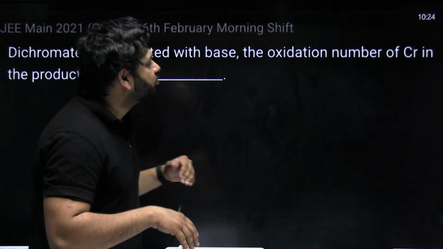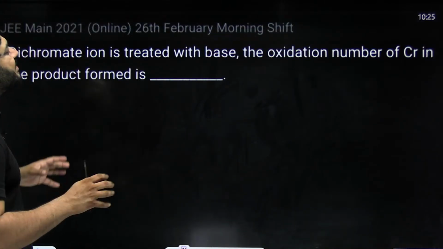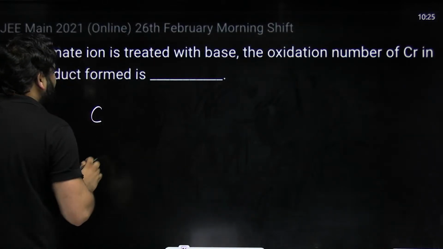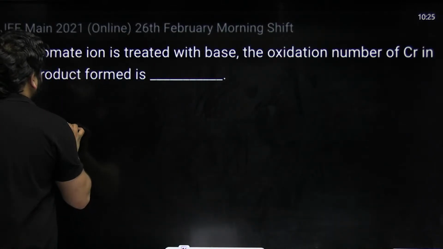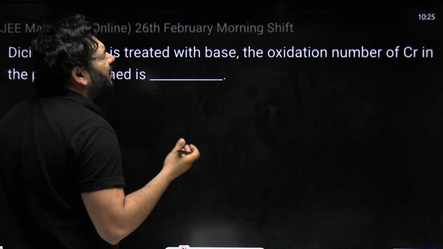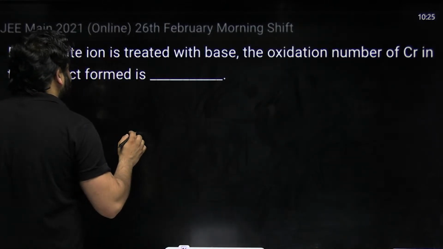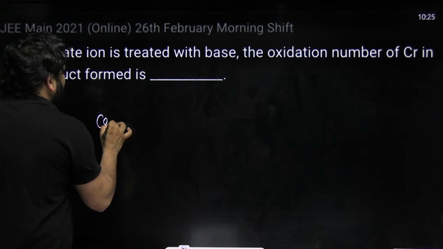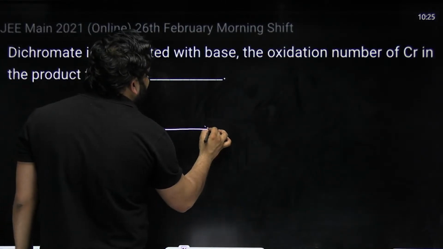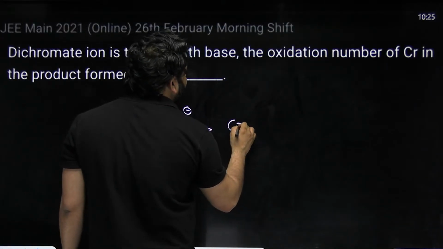Now let's come to the next question. We have dichromate ion treated with a base, and the question is about the oxidation state of chromium. In the D block, there is a chapter called D and F block, where we understand the dichromate in great detail, including the preparation of potassium dichromate as an oxidizing agent. Anyways, you always remember that this is Cr2O7 2-. This is called dichromate ion, and if it is subjected to basic medium, then it gets converted to chromate ion.